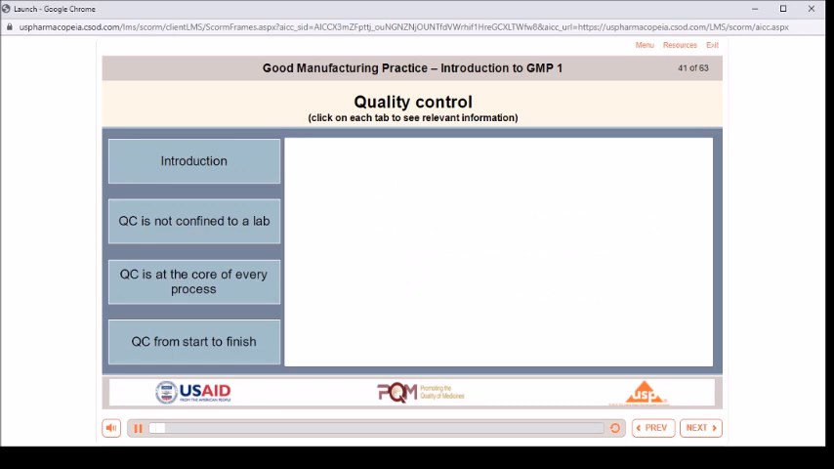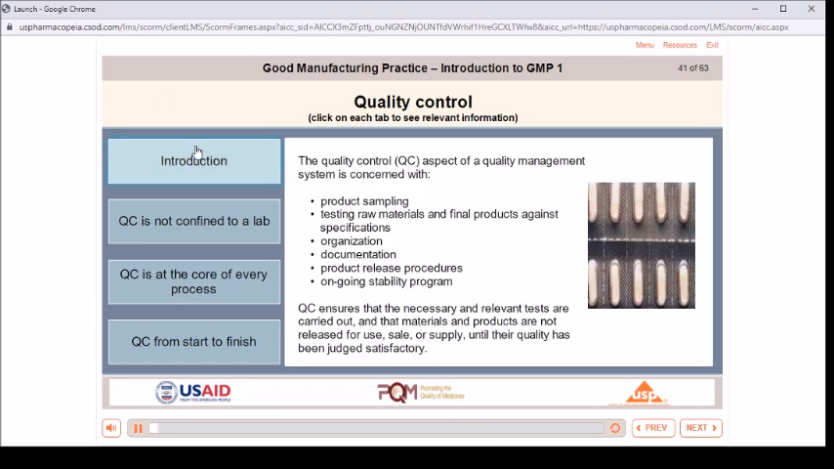Quality control. Introduction. The quality control, QC, aspect of a quality management system is concerned with product sampling, testing raw materials and final products against specifications, organization, documentation, product release procedures, ongoing stability program. QC ensures that the necessary and relevant tests are carried out and that materials and products are not released for use, sale, or supply until their quality has been judged satisfactory.